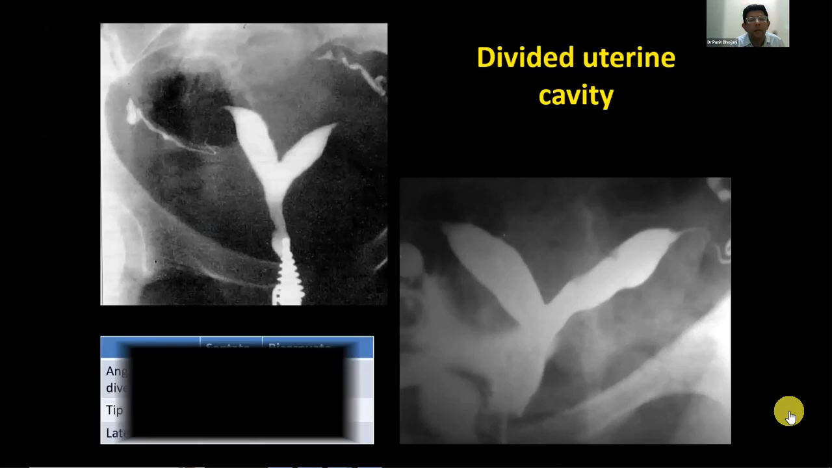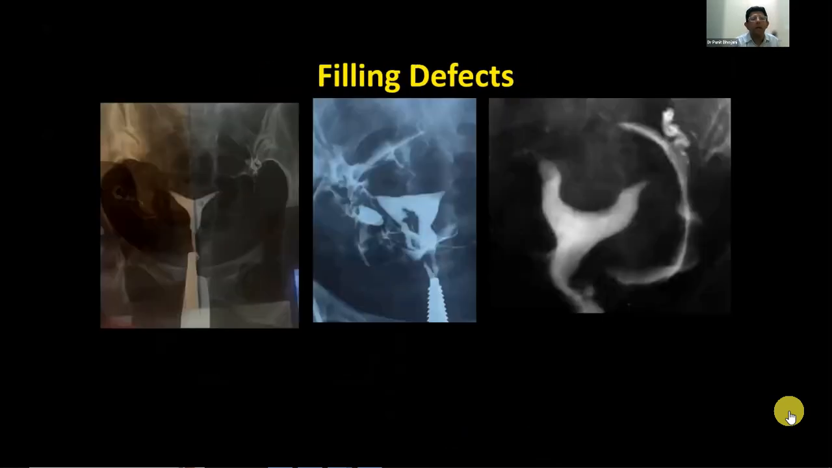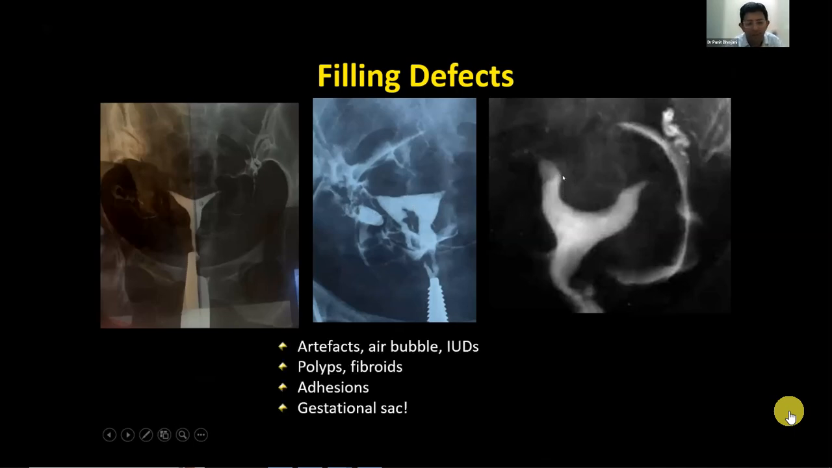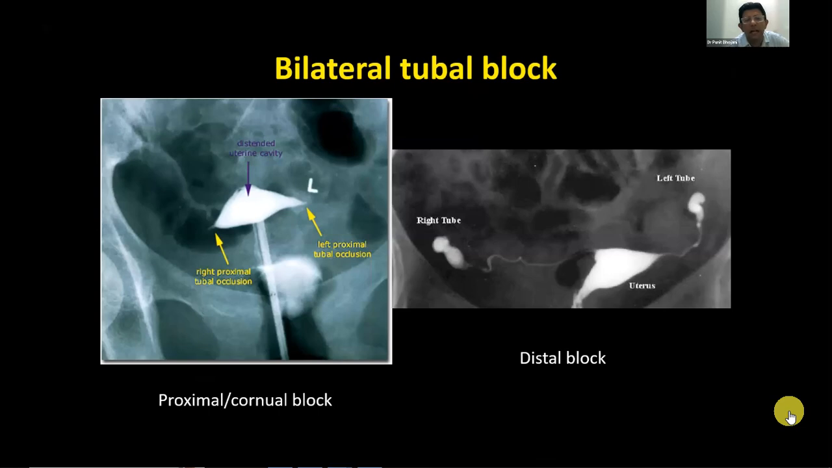So anybody, what are these types? Again, this is a filling defect as we have already shown to you. The first one is a solitary filling defect, and this is obviously a huge filling defect. So it's the kind of X-rays which they could ask you. So what are the filling defects: artifacts, air bubbles, adhesions, sometimes even a gestational sac.